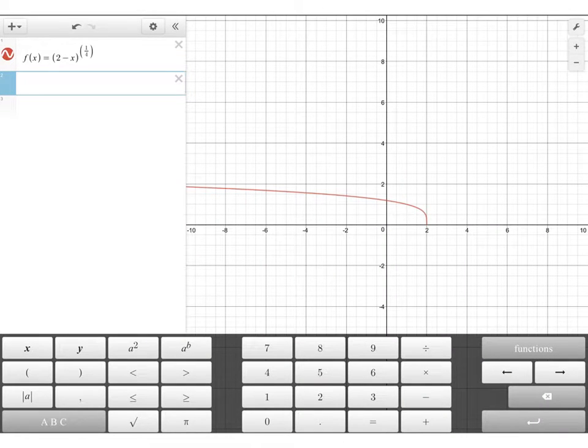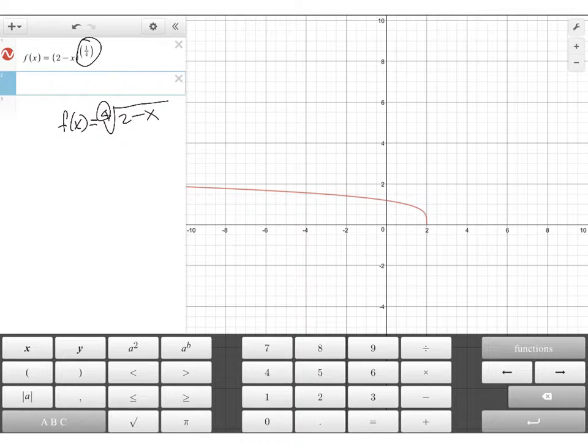So we will begin by graphing the function f of x equals 2 minus x raised to the 1/4. It is convenient to express this in this way on a graphing calculator. We were given the function f of x equals the fourth root of 2 minus x. But recall that a rational exponent is the same as the index of a radical.